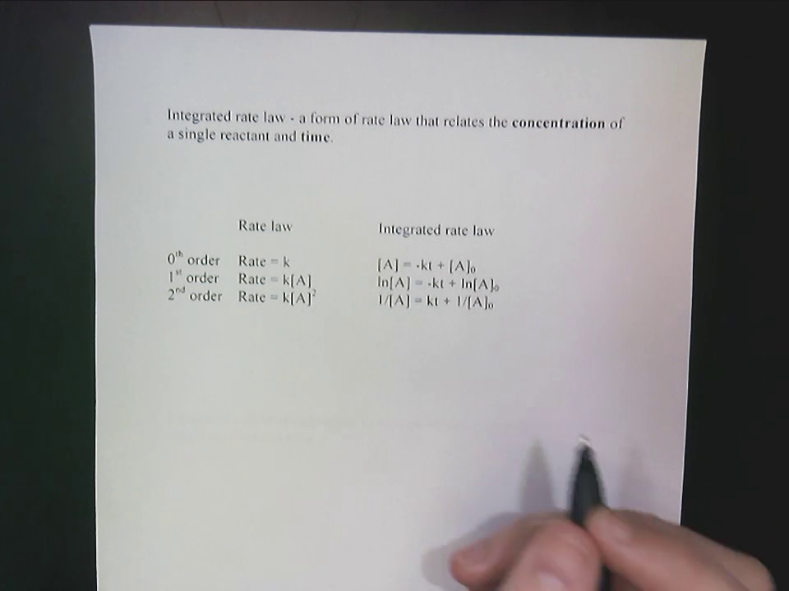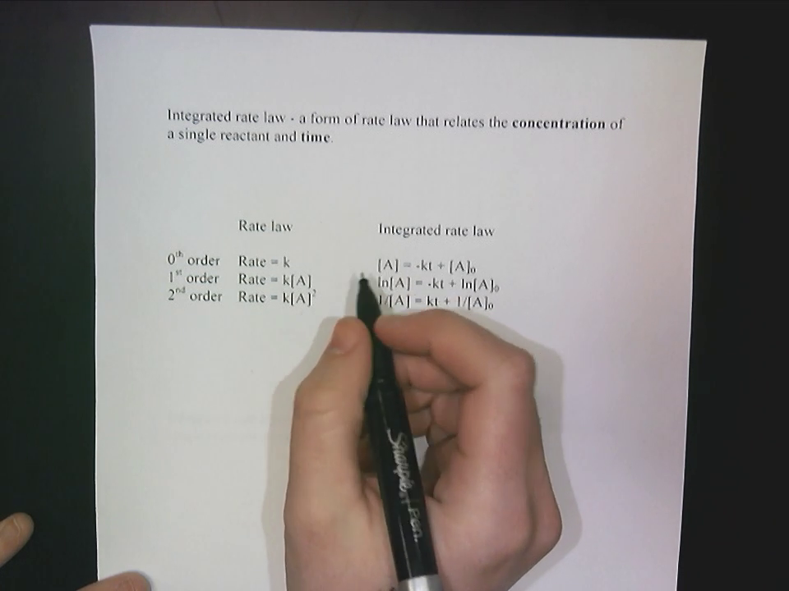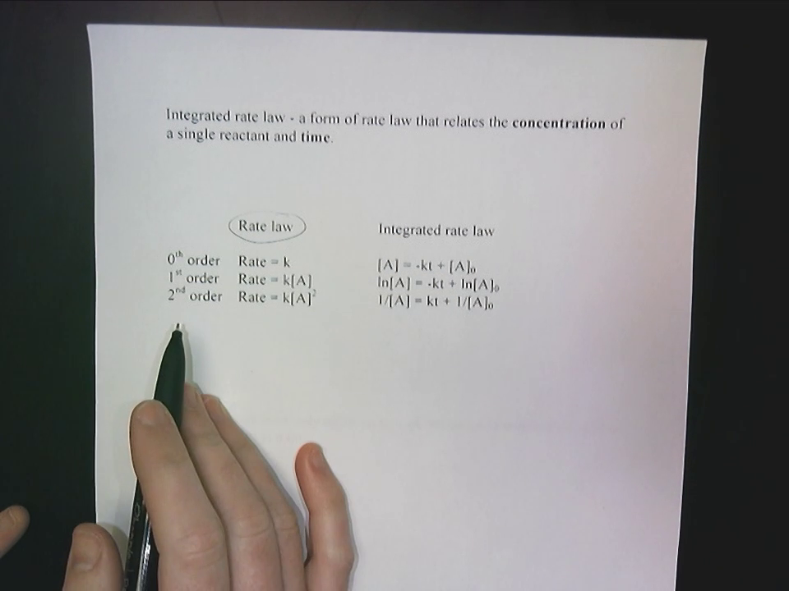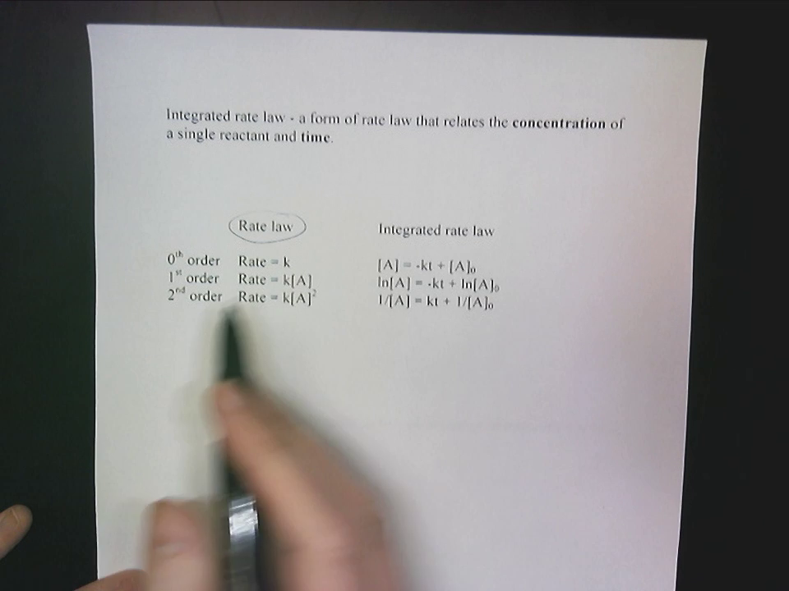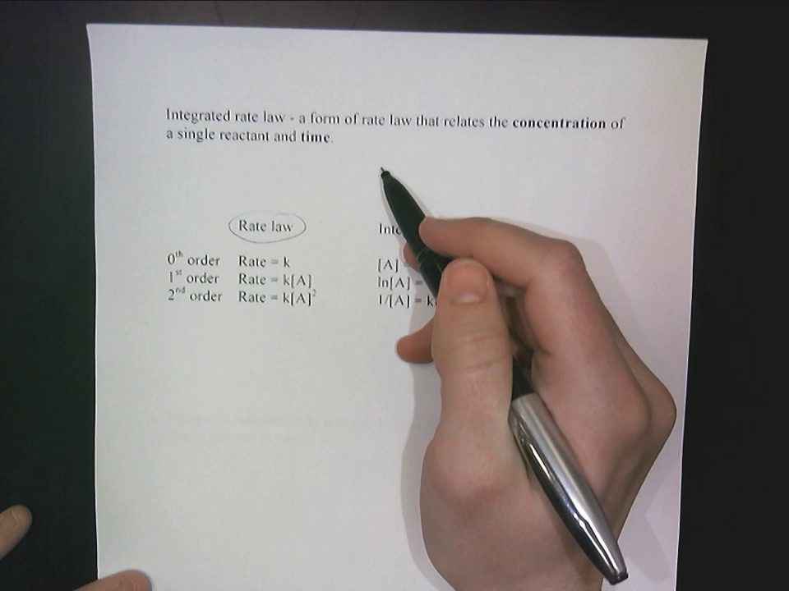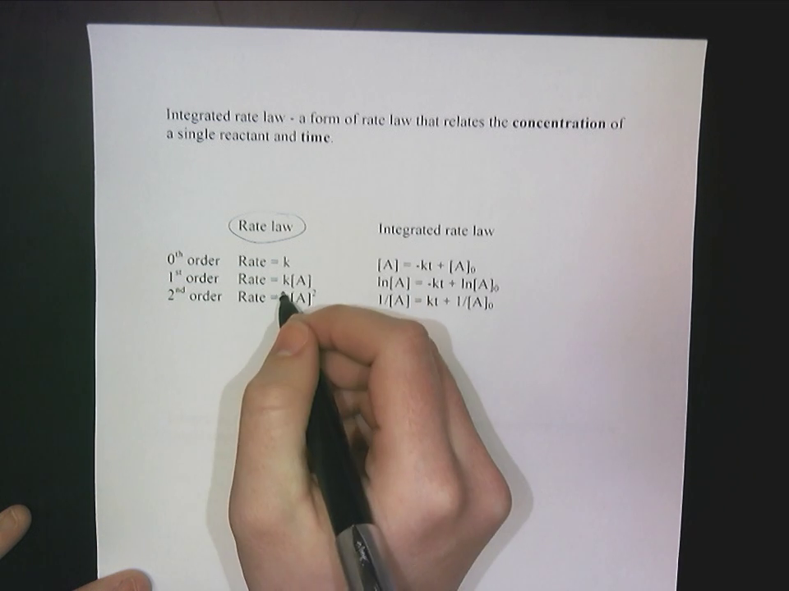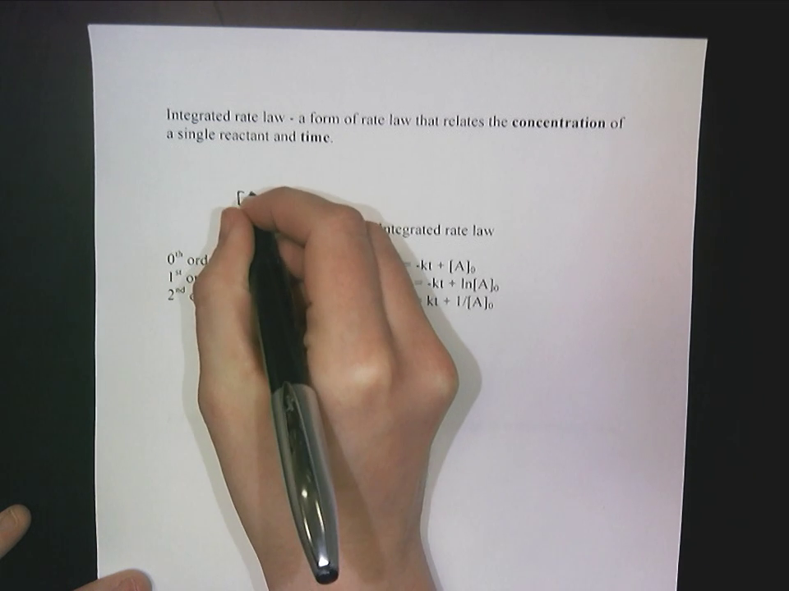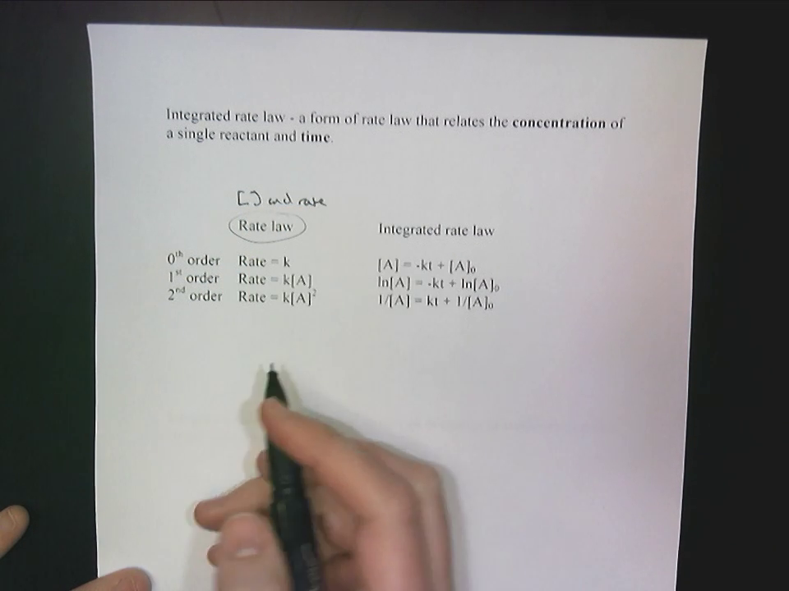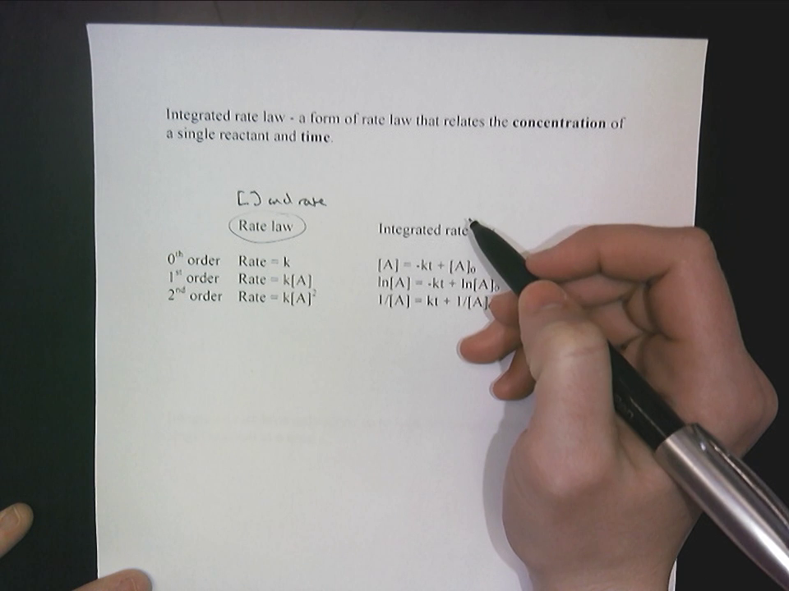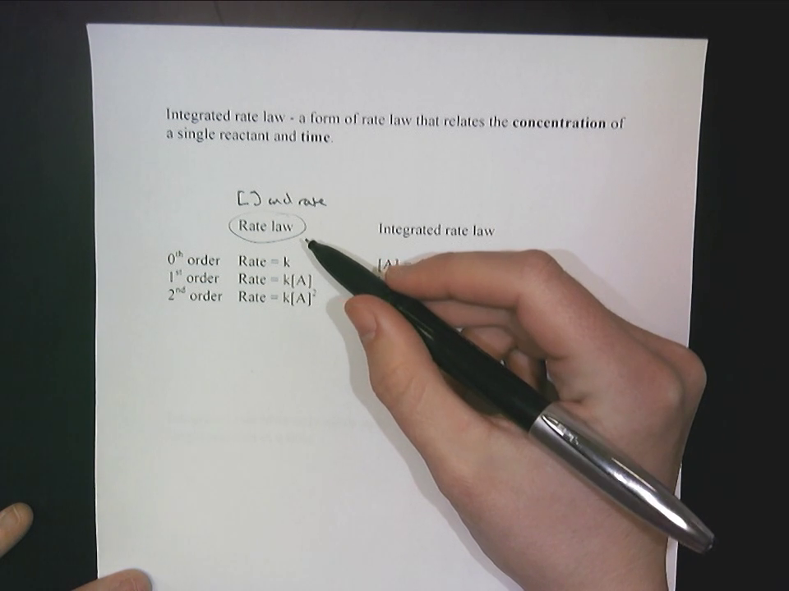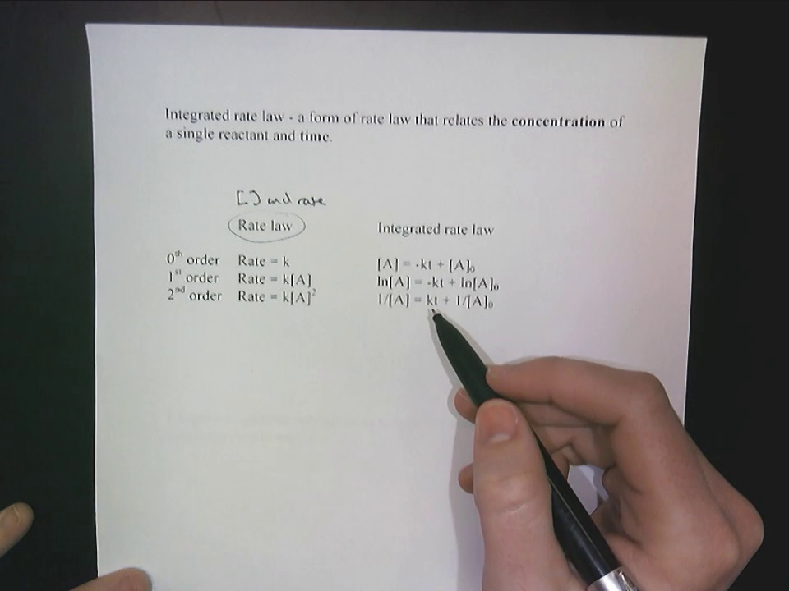Right, we've already discussed differential rate laws, which take the form that you see in this column over here. But now we want to talk about integrated rate law, which is a different form of the same information that relates the concentration of a single reactant and time, unlike my differential rate laws, which you remember related concentration and rate. If you know the integrated rate law, you can go back to the rate law. And if you know the rate law, you can go forward to the integrated rate law.